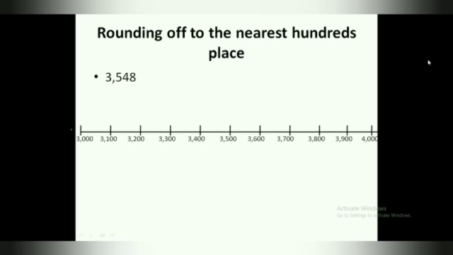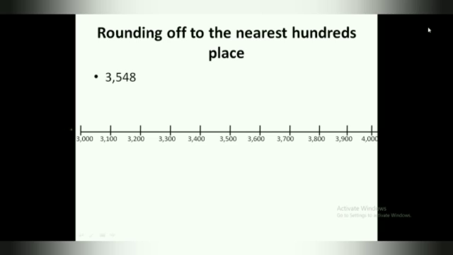Now we'll move to the next one, that is nearest to hundreds place only. So here the number is 3548. 3000 is the common number on your number line. Now the smallest hundred is 3100. So it will start with 3100, 3200, 3300, 3400, and it will go on to 4000. Now we will mark 3,548 on your number line.